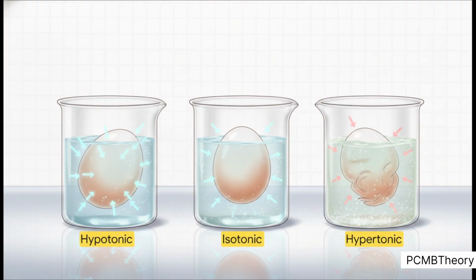But if you take a similar deshelled egg and pop it into heavily concentrated salt water, a hypertonic environment, water rushes out of the egg into that salty solution, and the egg totally shrinks. And hey, if the environment perfectly matches the inside of the cell, which is an isotonic environment, the water moves evenly in and out, and the cell stays the exact same size. So this is exactly how our cellular gatekeepers manage the life-sustaining flow of water.